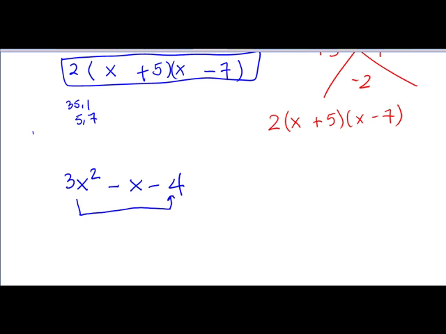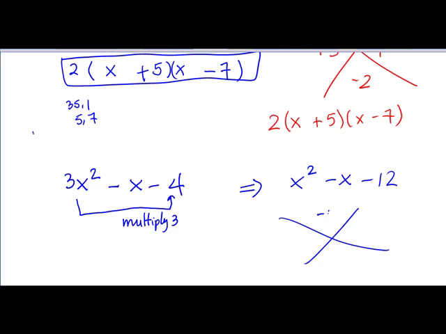You take the 3, you multiply it by 4, I mean, you multiply 4 by 3. This process is called borrow. So when you do that, the problem becomes x squared minus x minus 12. Then now you do the diamond method. So we put minus 12 here, and then minus 1 there.